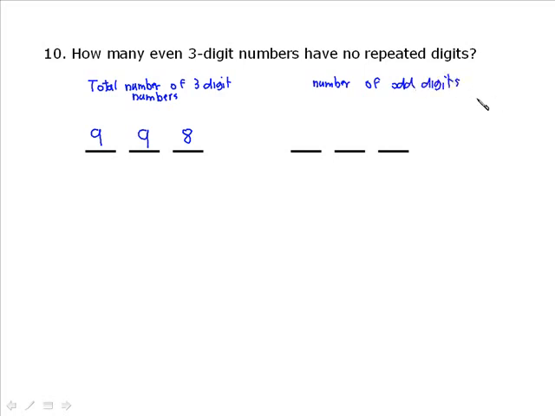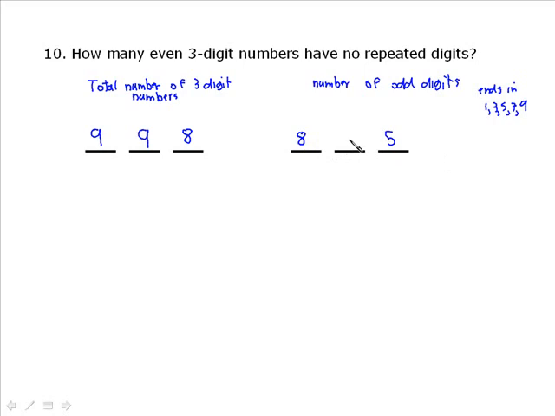The number of odd digits simply means that it ends in 1, 3, 5, 7, or 9. So that means that we have a total of 5 choices for the last position. And then in the front position, we cannot use one of the digits we selected for the last, nor can we have 0. So there's 8 choices for the first position.